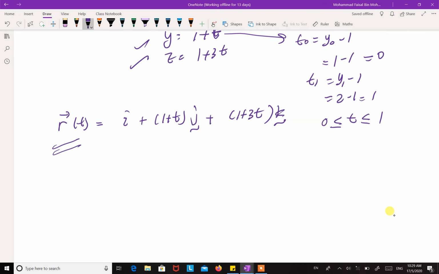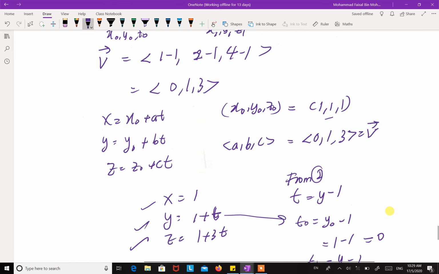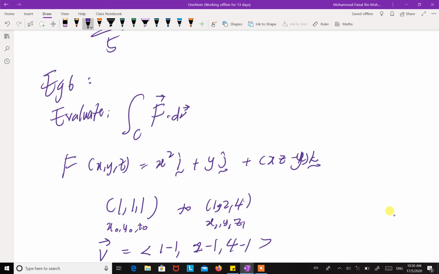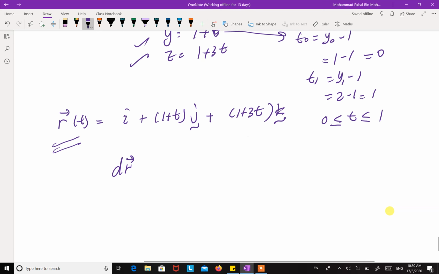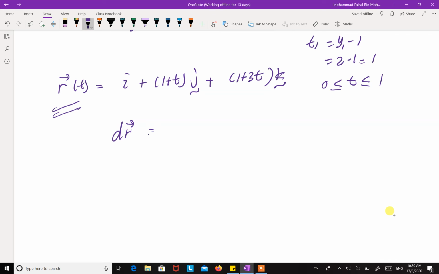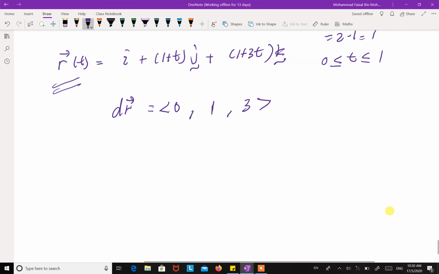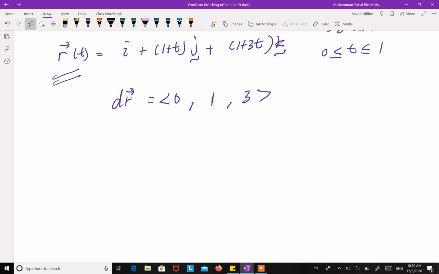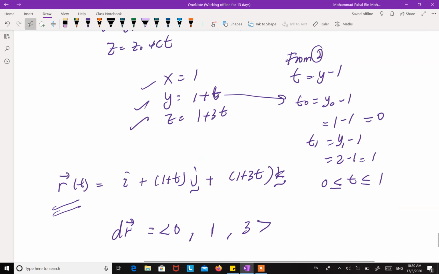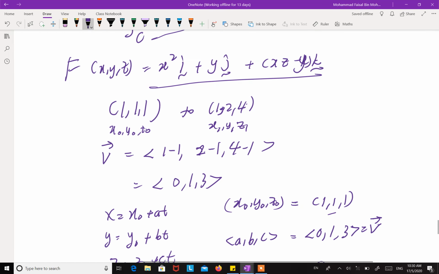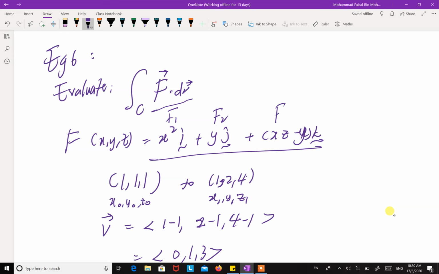So because r(t) is not given, you have to find it, and then you have to find dr, because for the vector line integral you have f dot dr. So your dr will be the differentiation: differentiating 1 gives 0, then t gives 1, and then this is 3. So here is your f: f1, f2, and f3 k.